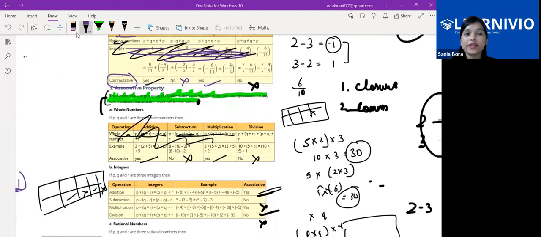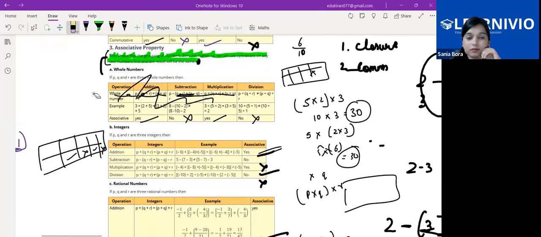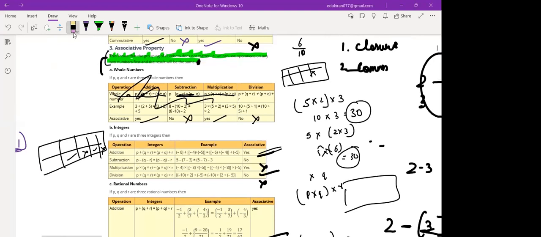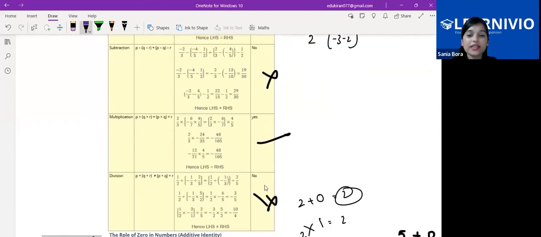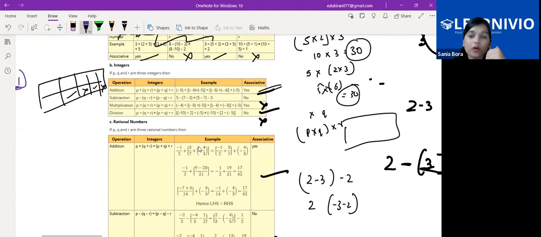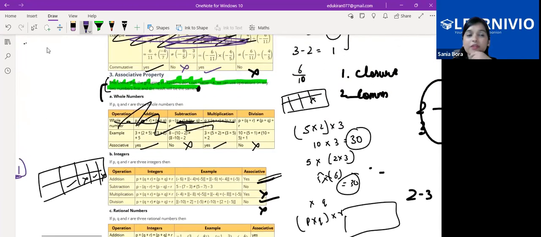Now you will write the next property, the associative property. Here in the associative property, I'm making a table. It's the same: yes, no, yes, no. They have made it vertically, so you have to make the same one. Copy the previous one, yes, no, yes, no. Clear? Quickly do it and then we will do the next property.